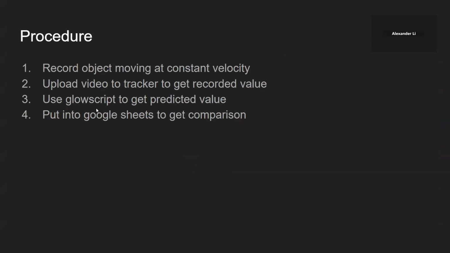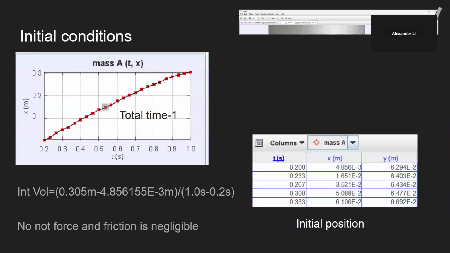So the procedure. First I recorded the object moving at constant velocity. I uploaded the video to Tracker to get a recorded value, and then I used GlowScript to get my predicted value, and I put it into Google Sheets to get a comparison of the two.